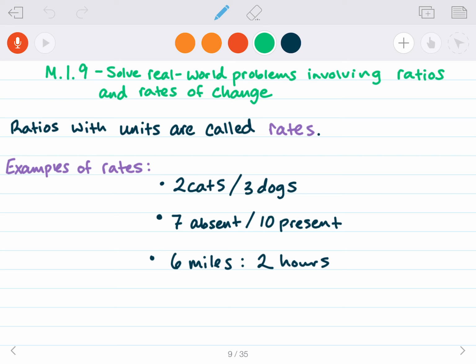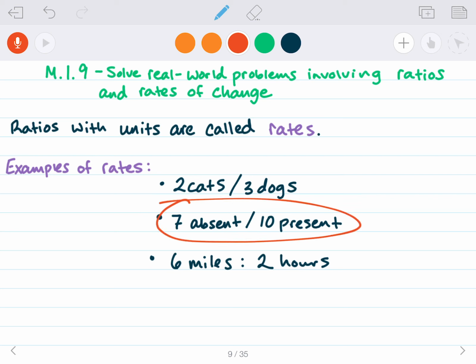Okay, the next section we're going to talk about is M.1.9, solving real-world problems involving ratios and rates of change. So ratios with units are just called rates. For example, we could have 2 cats per 3 dogs. Cats and dogs are the units, and this tells us it's a ratio. So a ratio with units is a rate.